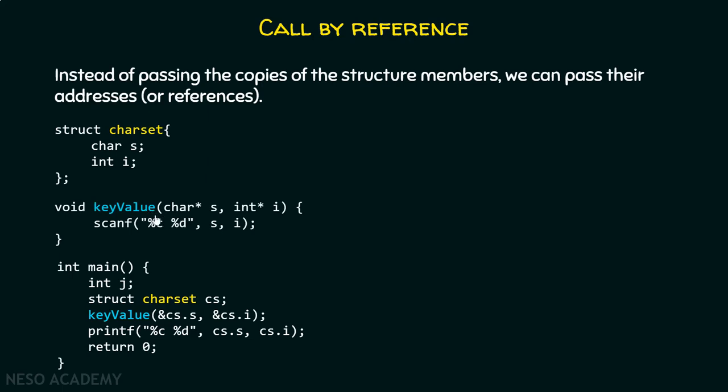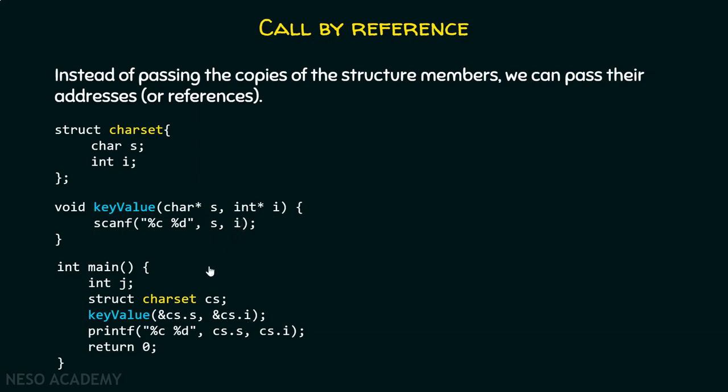This key value function consists of 2 parameters. One is the pointer to a character and the other one is a pointer to an integer. And here you can see I'm passing the addresses of these members, right? I'm passing the address of this first member s and the second member i. And these are received by these pointers.